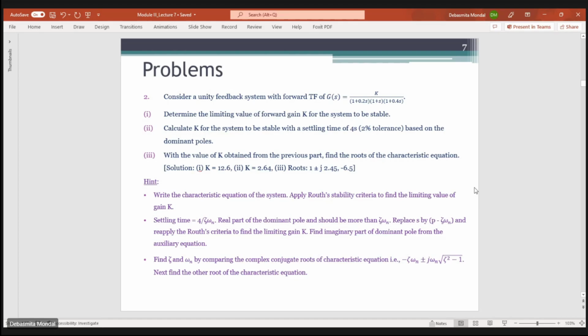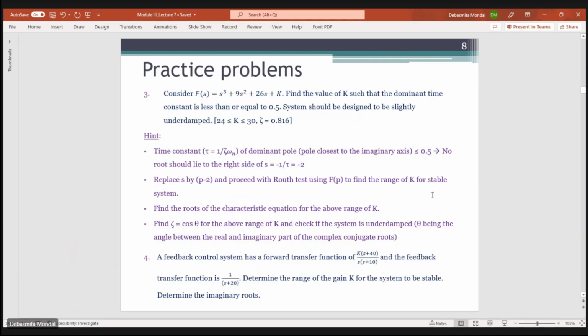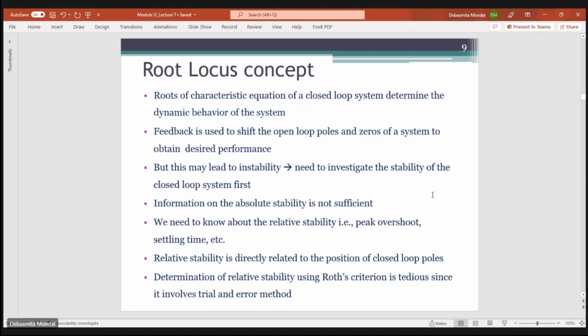Okay, so with this the Routh-Hurwitz stability criteria topic is over. Now, as you have seen, the Routh-Hurwitz criteria provides you only information about absolute stability, and finding information about relative stability becomes a little cumbersome, a very tedious process. So is there any way from where we can easily find information about the relative stability of a system or the position of the closed loop poles of a system? Is there anything like that?